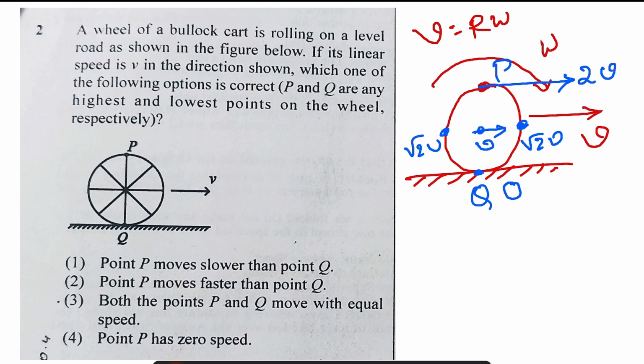So the answer will be, you know, that at the highest point the velocity is 2v and at the lowest point it is 0. So of course the p point moves faster than the q point. So option 2 is the correct one.